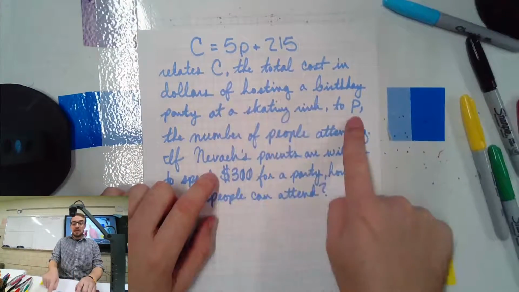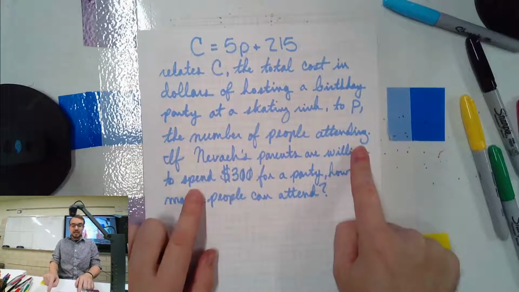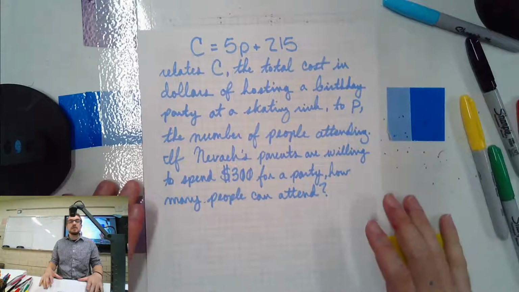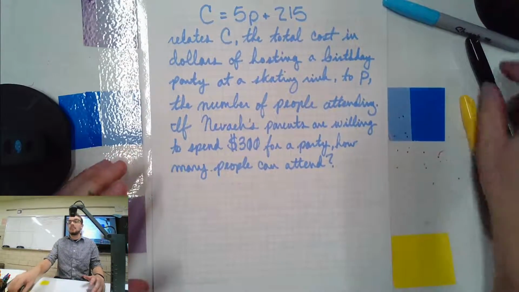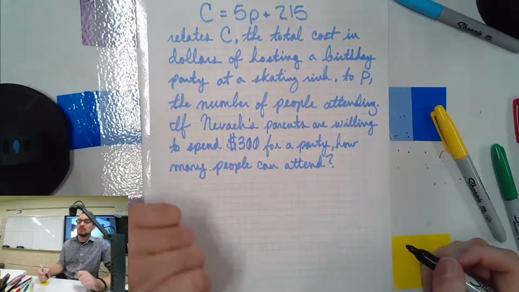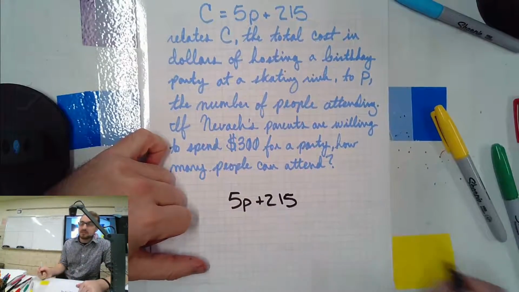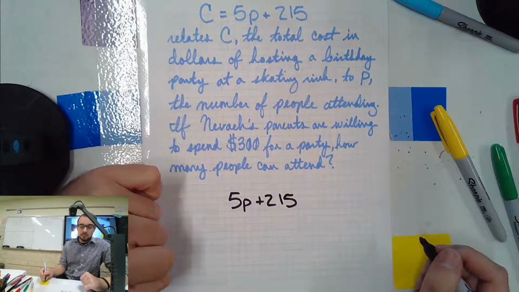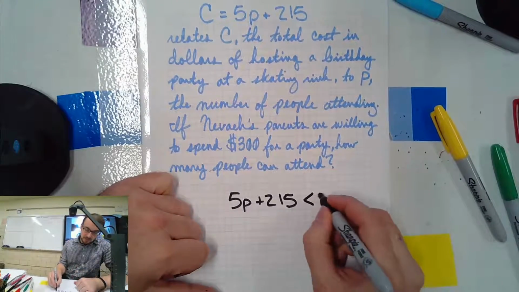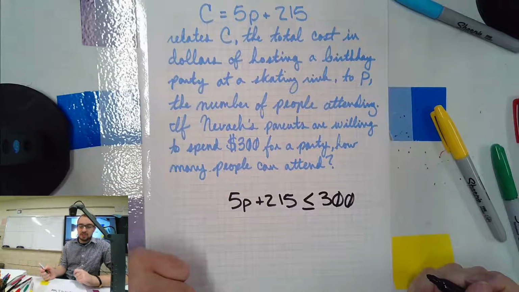It relates C to P, where C is the total cost in dollars for hosting the party, and P is the number of people attending. If Nevaeh's parents are willing to spend $300 for a party, how many people can attend? We need to write a compound inequality. So here it is. There's an equality. 5p plus 215 is the total cost, right? What's the top amount of cost that we're allowed to have? So it has to be less than or equal to 300, right? What's the smallest amount of cost we're supposed to have?